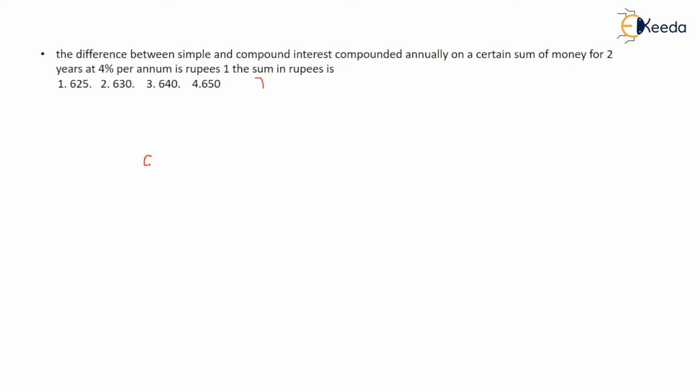It means the difference between compound interest and simple interest for 2 years is how much? 1 rupee, right? So they ask you to find the sum of the money, or what was the price that was invested. For the difference between compound interest and simple interest for 2 years, there is a formula that we learned, PR square upon 100 square. We can use it. We know the difference between simple interest and compound interest. We have to find the sum, meaning the money.